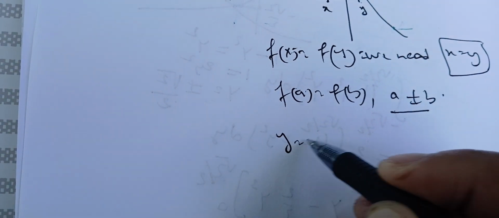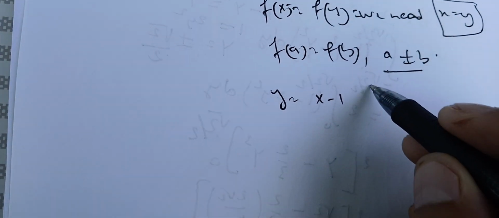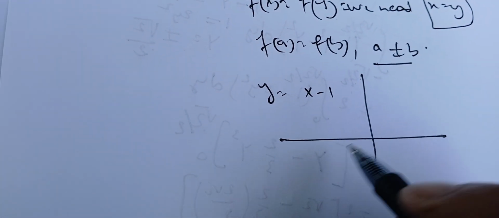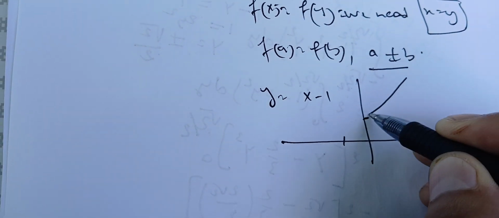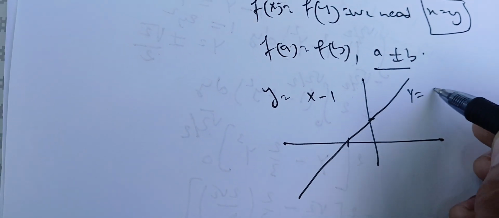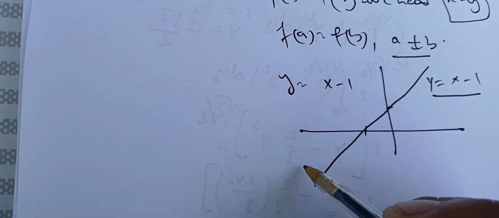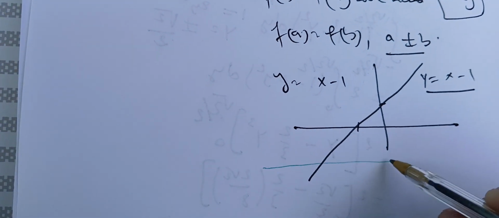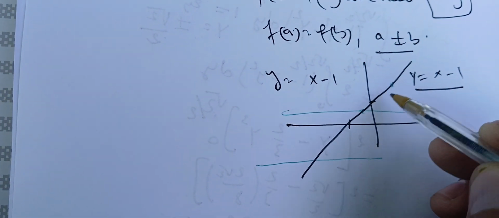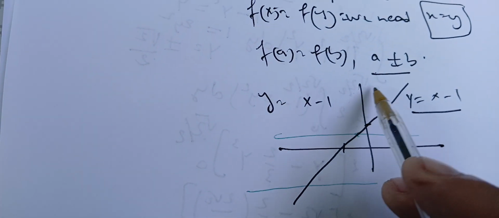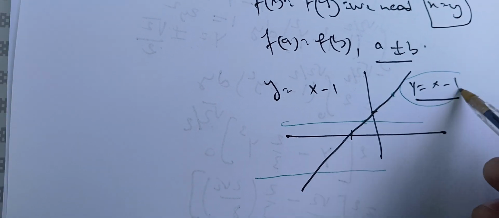We're going to see some examples. Let's consider first the line y equals x minus 1. We can graph this one very easily. So this is the graph, this is my function, and I see that if I have any horizontal line, it crosses the function only once. Therefore this function is injective.